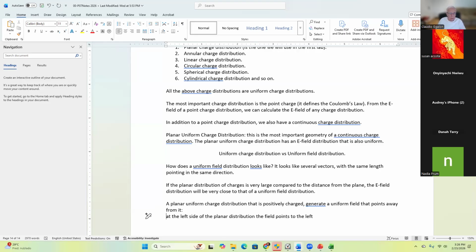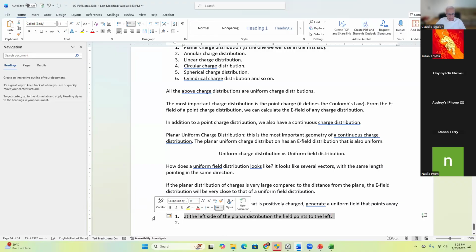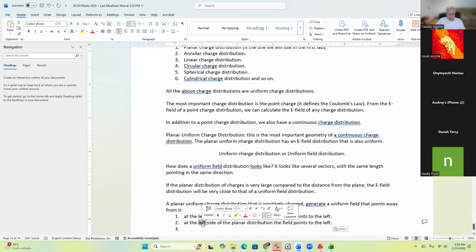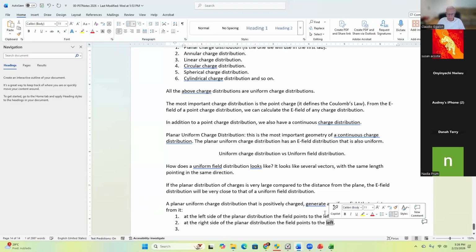At the left side of the planar distribution, the field points to the left. At the right side of the planar distribution, the field points to the right. Okay.